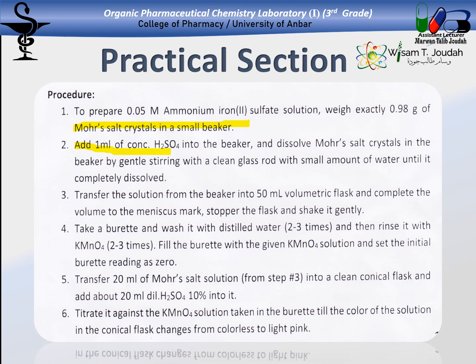Take a burette and wash it with distilled water and then rinse it with KMnO4.